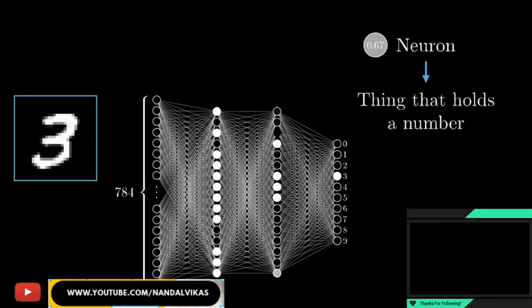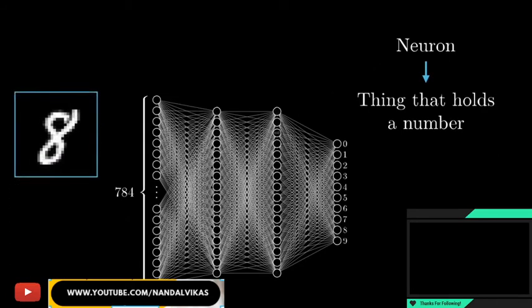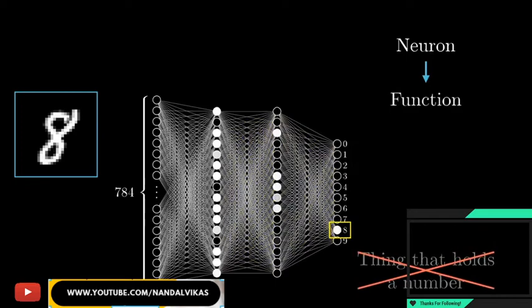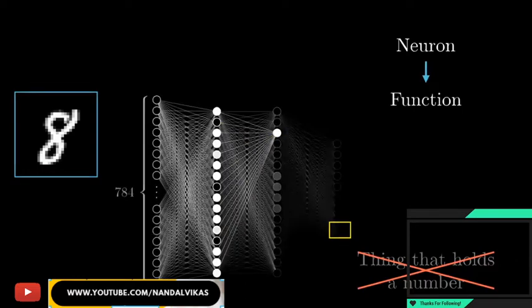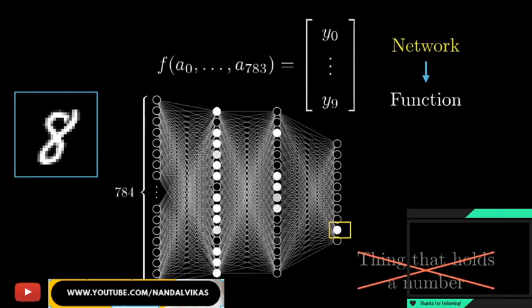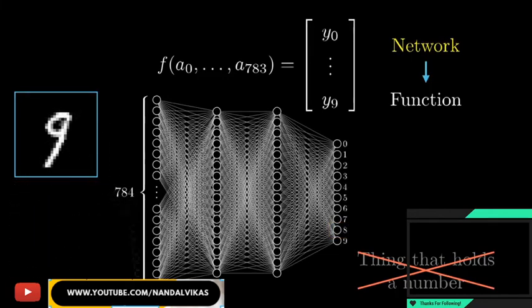Remember how earlier I said these neurons are simply things that hold numbers? Well, of course, the specific numbers that they hold depends on the image you feed in. So it's actually more accurate to think of each neuron as a function, one that takes in the outputs of all the neurons in the previous layer and spits out a number between 0 and 1. Really, the entire network is just a function, one that takes in 784 numbers as an input and spits out 10 numbers as an output.